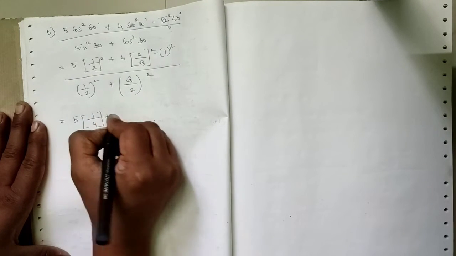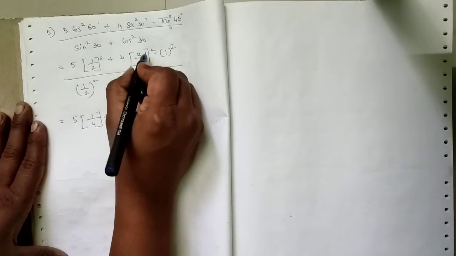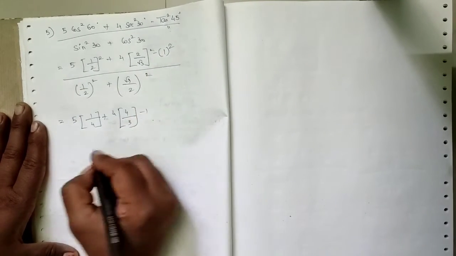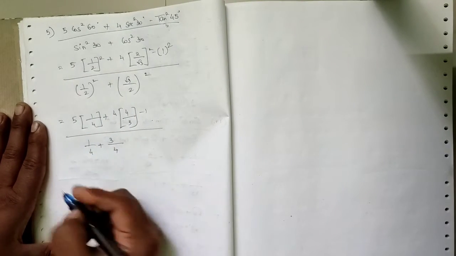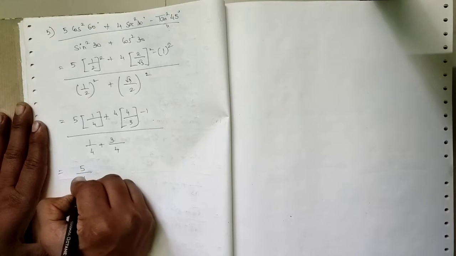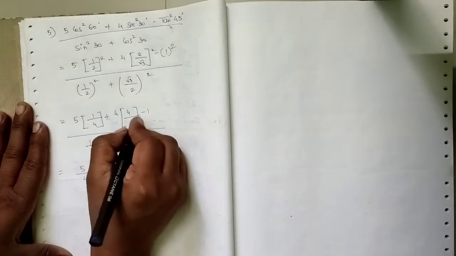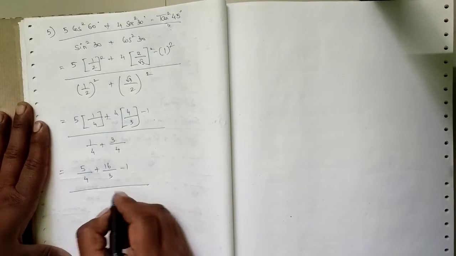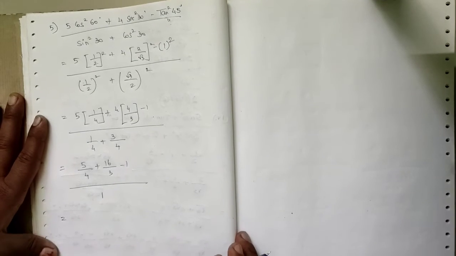We have substituted the values. 4 into 4 by 3. We are just multiplying it. Minus 1 divided by 1 by 4 plus 3 by 4. So 5 by 4 plus 16 by 3 minus 1. 4 into 4, 16 by 3 minus 1. Whole divided by 4 by 4, which will be 1. So this will leave as such.